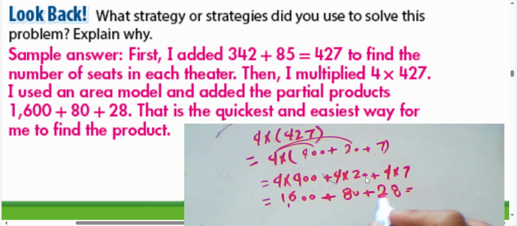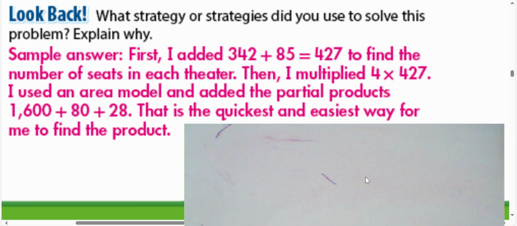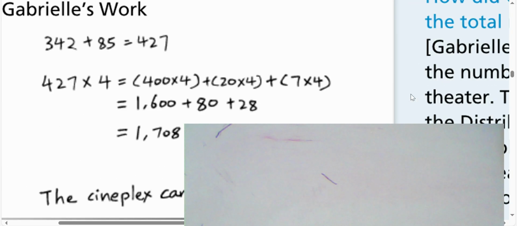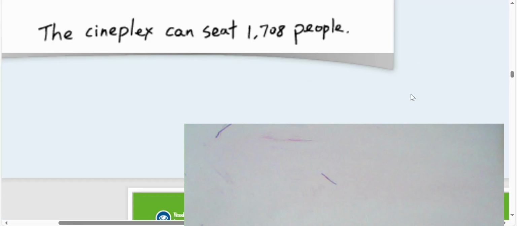You can add together: 8 plus 0 equal 8. 2 plus 8, 10, 0 and the carry up 1. 1 plus 6, 7 and 0 at 1. The result will be 1708. You can use this method to find the result between two numbers, 4 and 427. Okay. Next page. Look at with me.